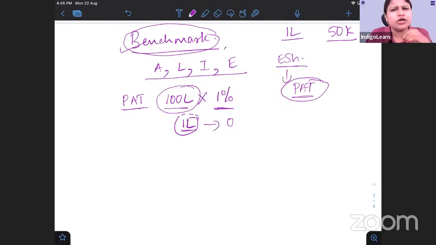Whether your assets will be your benchmark, whether liability will be your benchmark, share capital will be the benchmark, sales figure is your benchmark. Okay, what item in the financial statement could you take as the base for the calculation of your materiality? For that, certain factors you keep in mind. So let us understand one by one, which are those factors. Very important discussion, exam-oriented question.